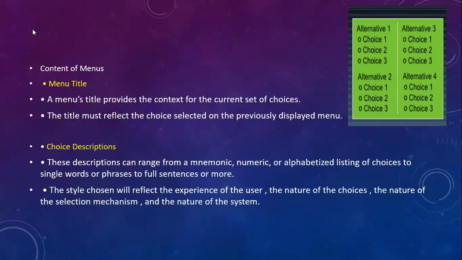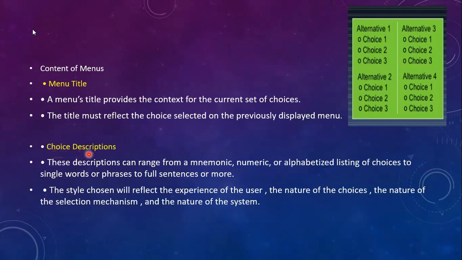Next, in the content of menus, we have the menu title. All of you know what a title is. A menu title provides context for the current set of choices. For any menu, you will be provided with a certain title, and under the title you may have a set of choices. The title must reflect the choice selected on the previously displayed menu.